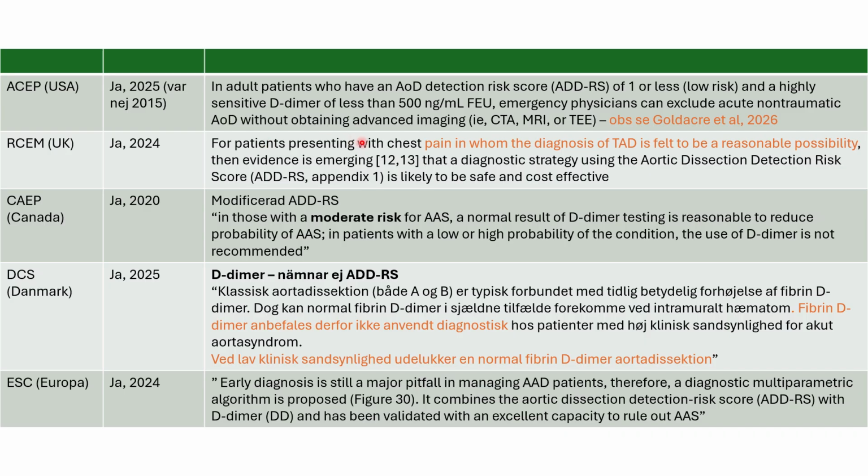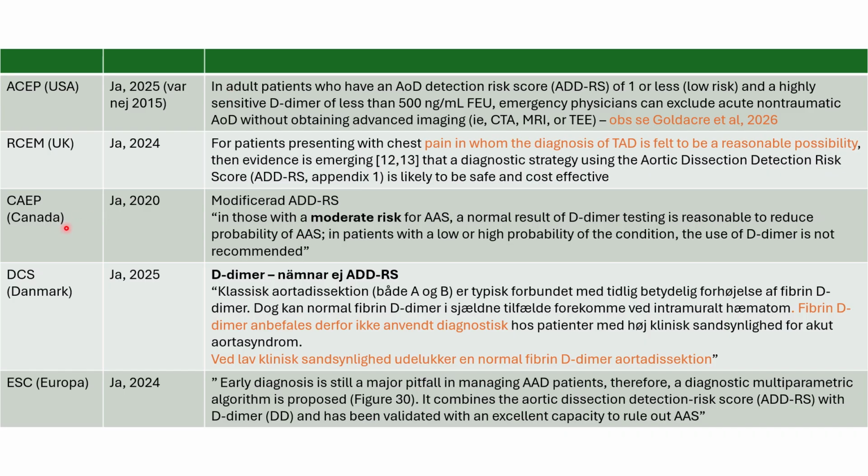For patients presenting with chest pain, in whom the diagnosis of thoracic aortic dissection is felt to be reasonably possible, then evidence is emerging that a diagnostic strategy using the aortic dissection detection risk score is likely to be safe and cost effective. This is from ARCM 2024, UK, right? And there's a small nuance there. It has to be felt to be reasonably possible. So they don't describe it in as strong terms as the ACEP did, but still.